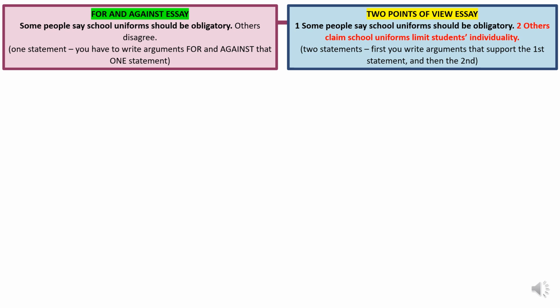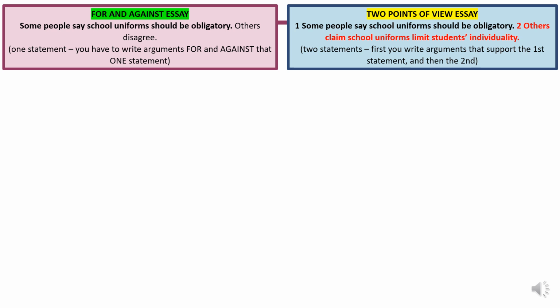That means that you will have to write arguments for school uniforms being obligatory in school and then against school uniforms being obligatory in schools. Okay, so one statement and you're writing arguments for and against that one statement. In 2 points of view essay, you will have 2 points of view. So 2 statements, or to put it bluntly, 2 sentences, but complex sentences, not just others disagree. So first we have the same here. Some people say school uniforms should be obligatory. And the second one is others claim school uniforms limit students' individuality.